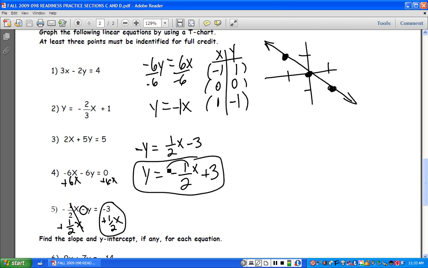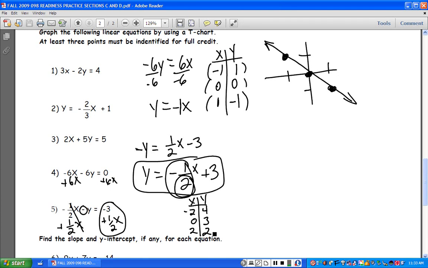And once again, we have a fraction, and so we're going to use 2 to form our x values. So -2, 0, +2. When x is -2, -2 times -1 is +2. +2 divided by 2 is 1. 1 plus 3 is 4. 0 times anything is 0. 0 plus 3 is 3. 2 times the -1 is -2. -2 divided by 2 is -1. -1 plus 3 is +2.